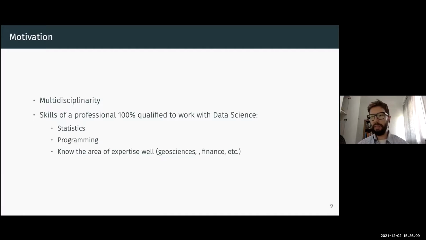Nobody does data analysis by hand nowadays, but you need to know the area of expertise well. It doesn't matter if it's geoscience or finance, you need someone who knows the area of application well. For example, I am good in statistics, and I can do some programming, mostly in R, but I am not an expert in different areas of application.